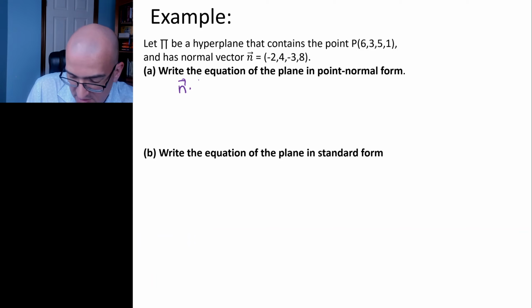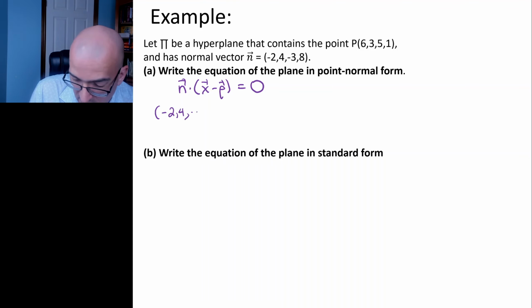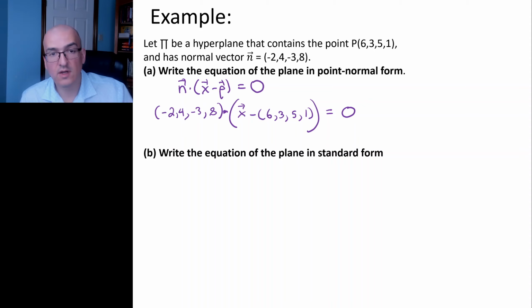Our target expression is n dot x minus p equals 0. That's the expression of the plane, of the hyperplane, and we do need the equals 0. That's part of the definition of the object. And I'm going to plug in the n. -2, 4, -3, 8 dot x minus p, which is 6, 3, 5, 1, equals 0. That's it. That's our answer.